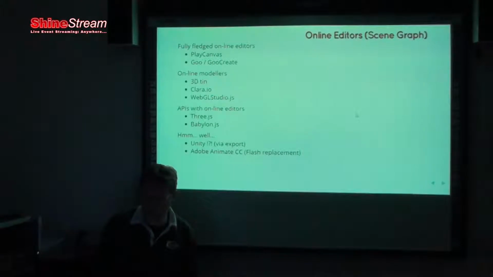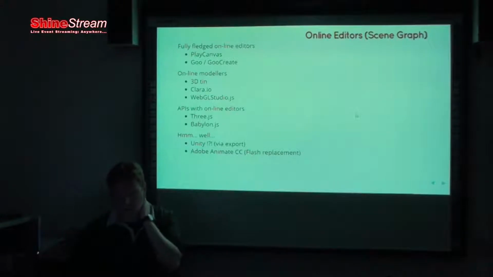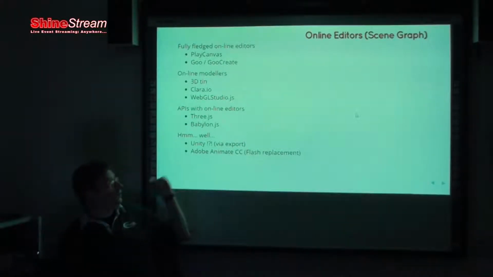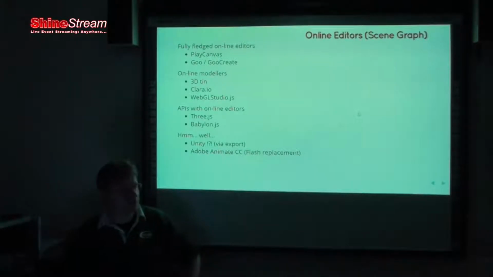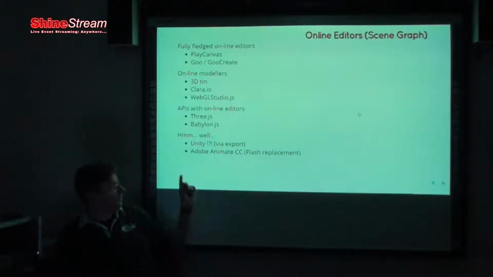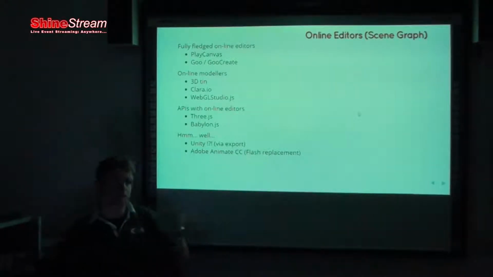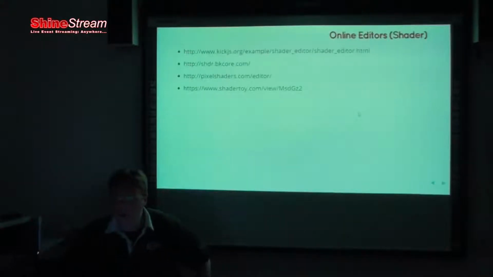APIs with online 3D editors: Three.js and Babylon. They both have their own editors that are quite nice. Babylon.js particularly is quite nicely developed. Three.js is improving. Right, Unity, you can actually use that to develop WebGL if you want to, because you can export to WebGL. Adobe Animate CC, which I know next to nothing about, it's relatively recent. Obviously, since Flash is dying a death, they are moving towards WebGL, and you export your Flash presentation as WebGL. That's all I know.